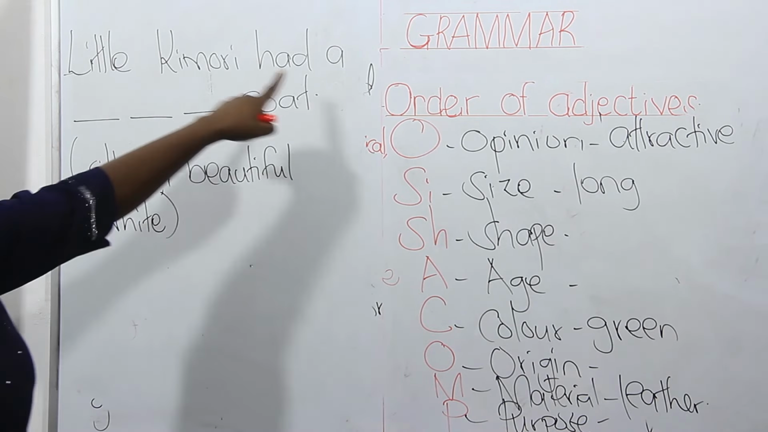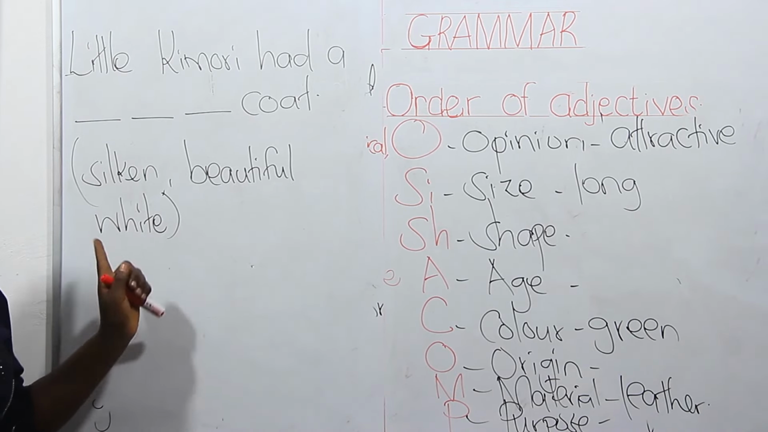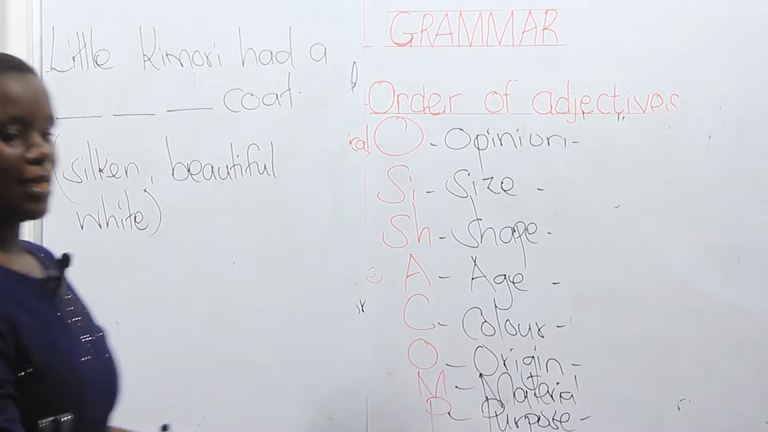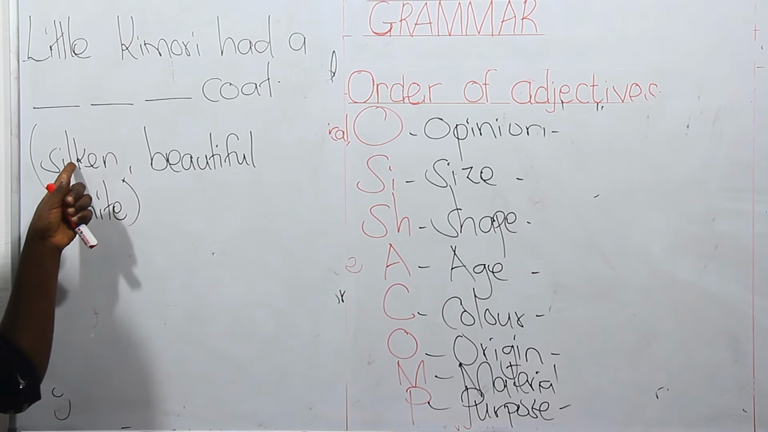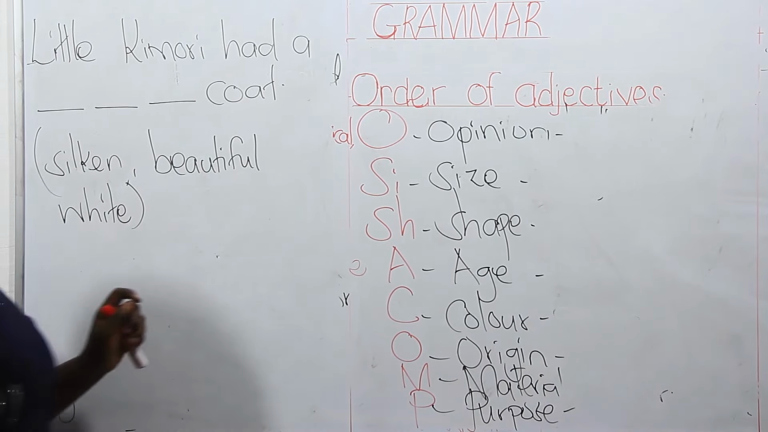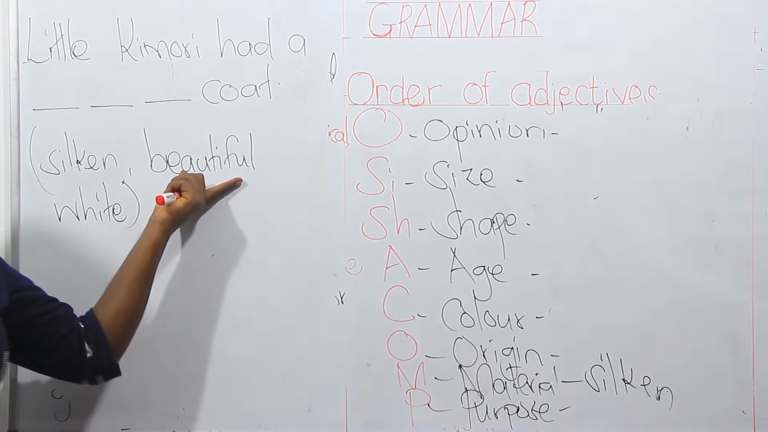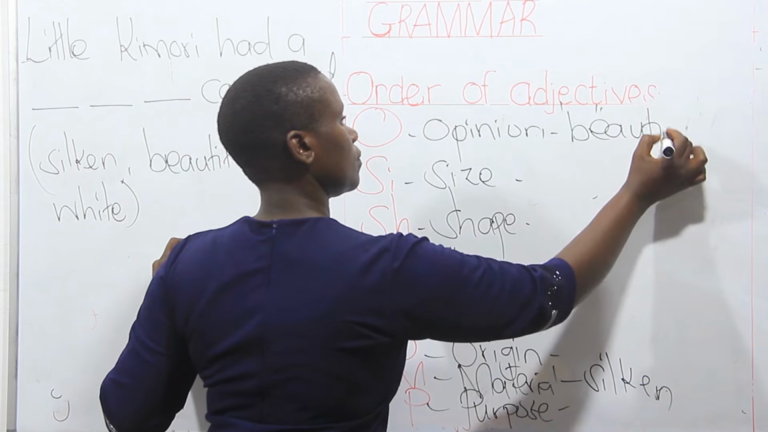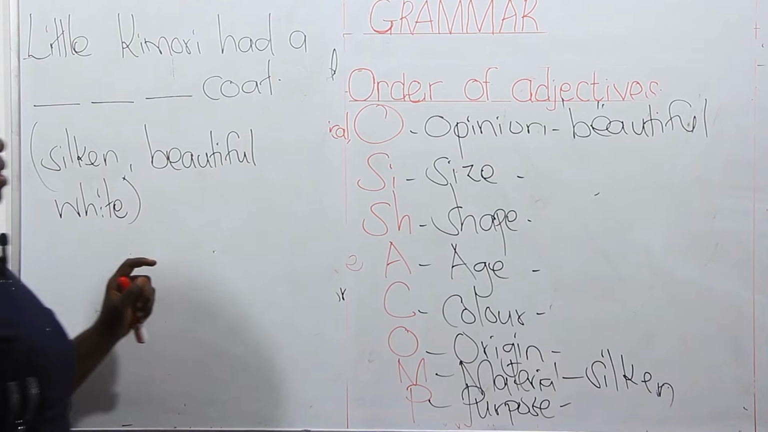Little Kimori had a blank coat. We have the adjectives silken, beautiful, and white. So we erase the previous ones. Now, silken comes from any material, anything that is made out of silk. We say that the material is silken. So the silken here stands for material. We come and write it here. Beautiful is an opinion, so we write it here, beautiful. Then white is for color, we write it here.